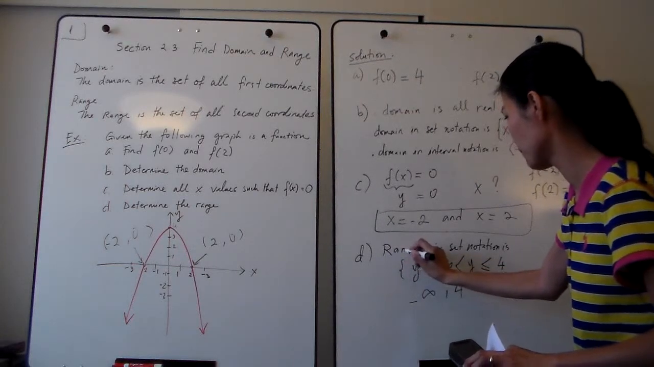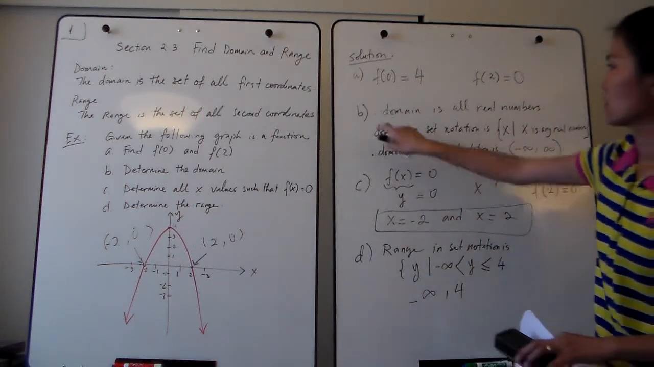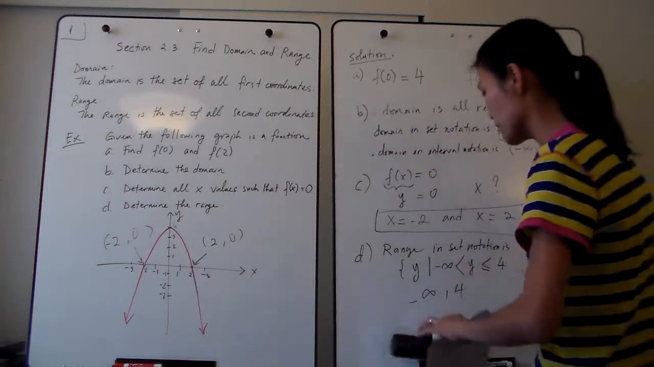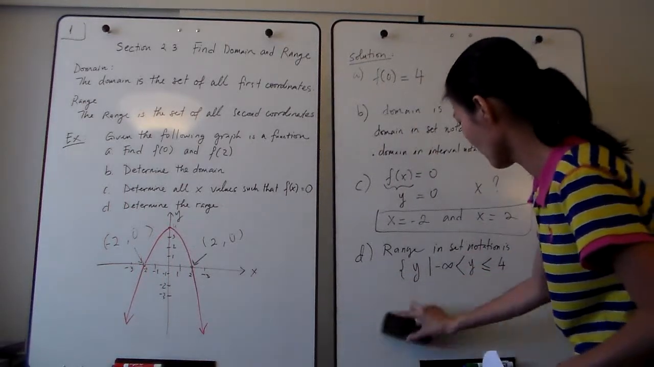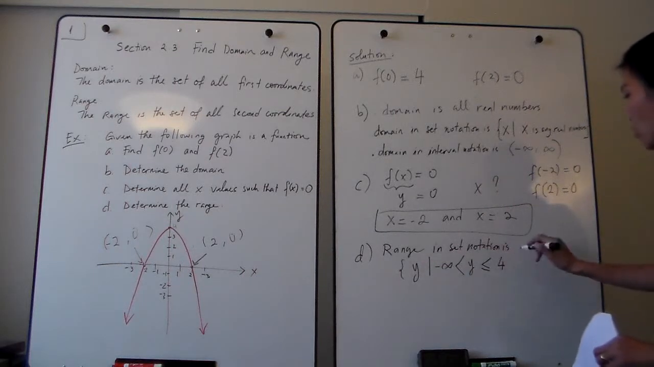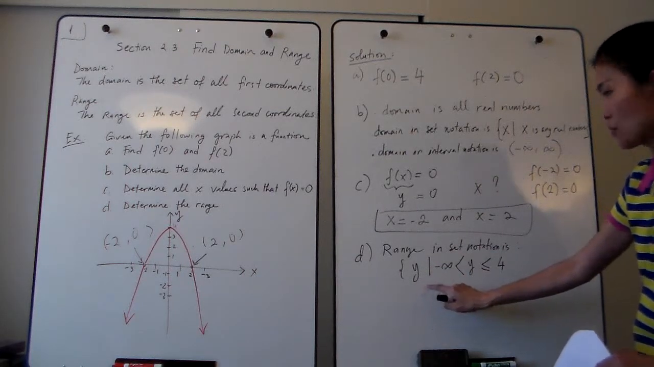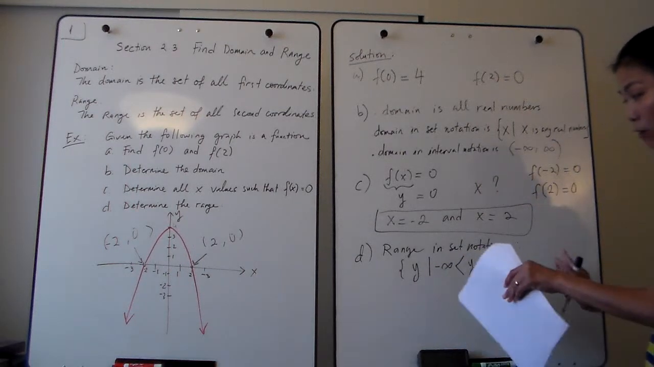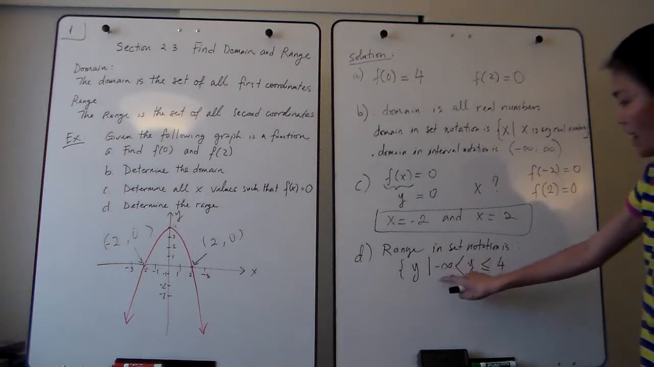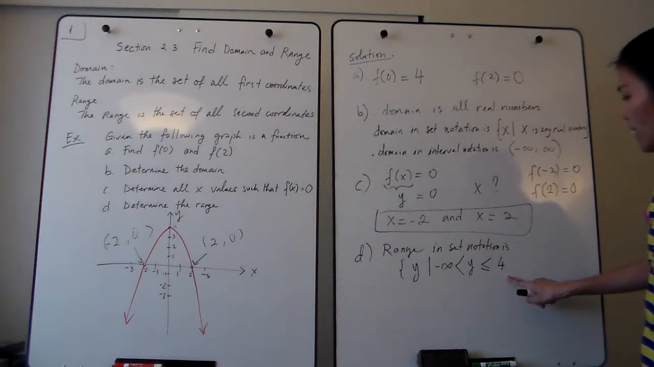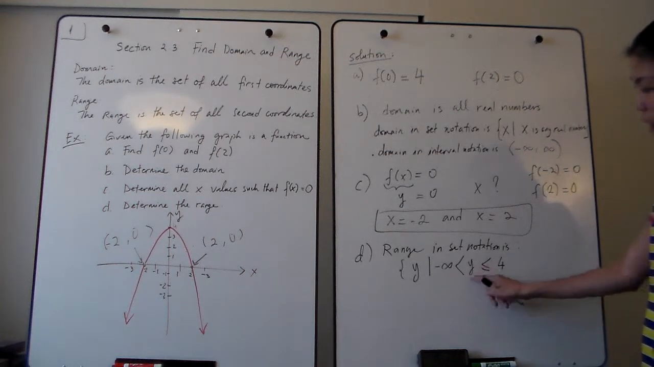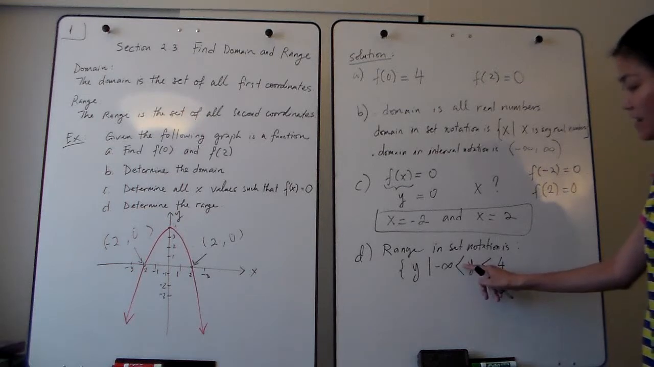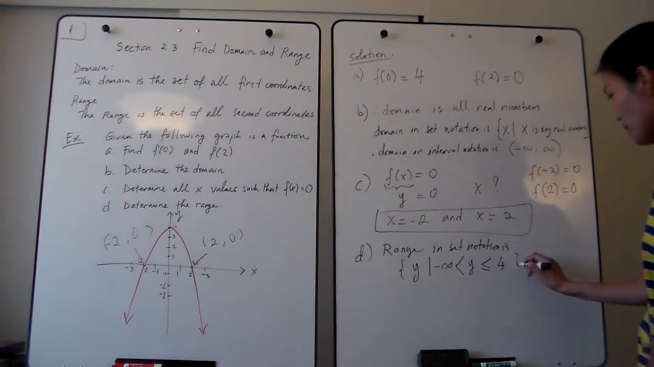Range. Okay? We already talked about domain earlier. This is the range. So range in set notation is y such that y is bound between negative infinity and 4. Okay, you see it makes sense, right? The maximum is 4. That's why y is less than or equal to 4 and is bigger than negative infinity.